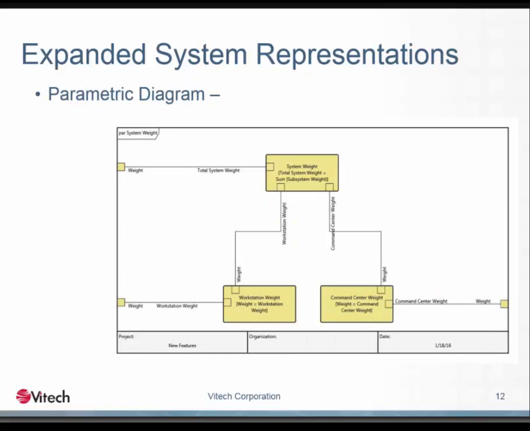The parametric diagram expresses a set of constraints that determine the values that are valid in a system that is operating nominally. The depiction here of the network equations that constrain the properties of the subject block provides support for engineering analysis and can help identify the properties of the system that are critical to satisfying the requirements.